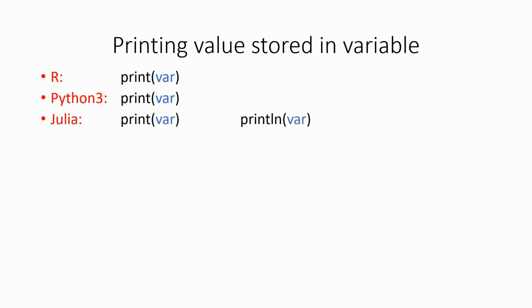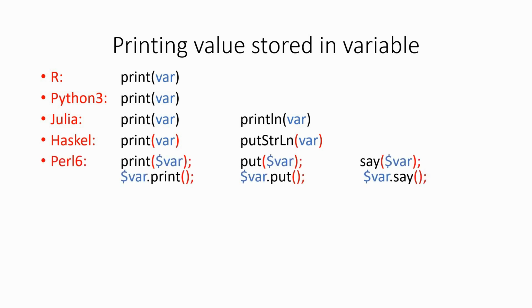Now let's print the values stored in the variables. The method is the same that we saw in the first slide for printing hello world. The only difference here is that instead of typing hello world inside quotation marks, you just type the variable name without quotation marks. For Python, method is the same. For Julia, it has got 2 different commands for printing the variable name. Haskell has 2 different commands as well. Perl 6 has got 3 different commands and 2 different styles of printing any variable name. In Ring program, you have got 3 different printing commands: print, put and see.